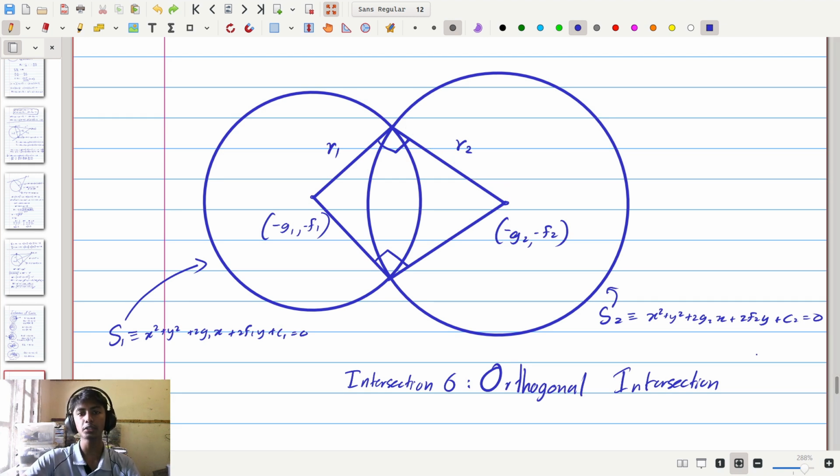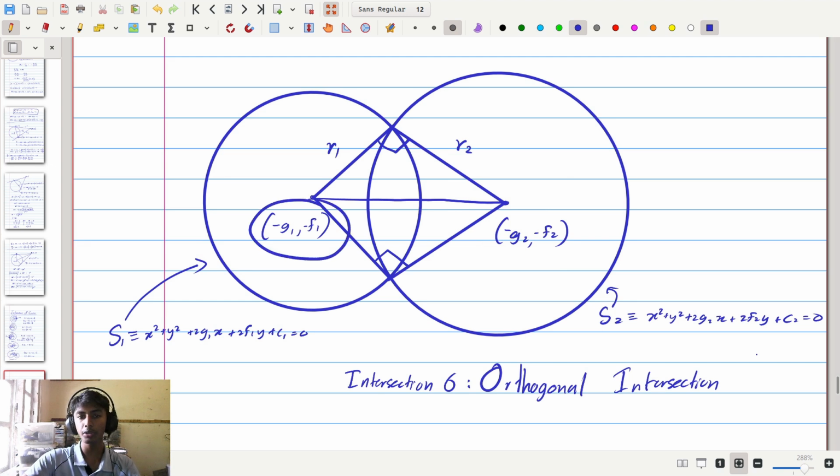Now, we can actually use this and the fact that this is 90 degrees in order to find a condition that we could use in order to see whether two circles intersect orthogonally. And that idea stems from the Pythagorean theorem. Here we can see that this triangle that we've just created has a 90-degree angle on one side, meaning that the opposite side, which is this thing, is the hypotenuse.